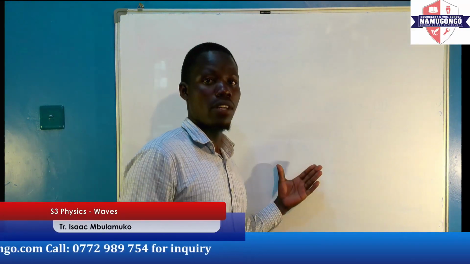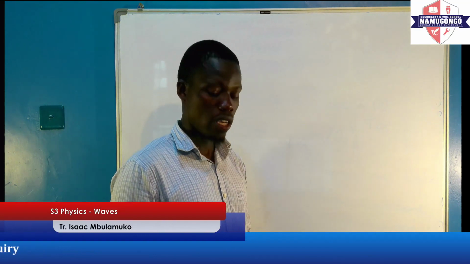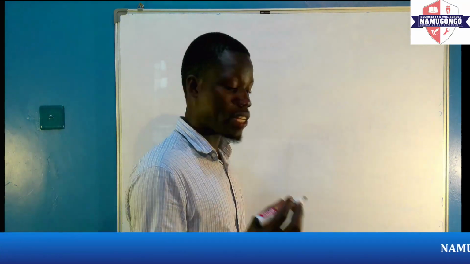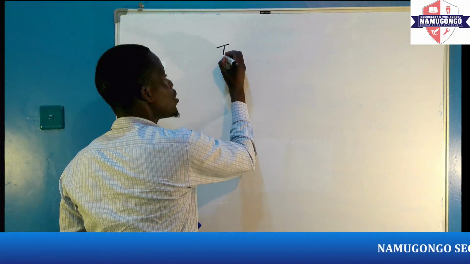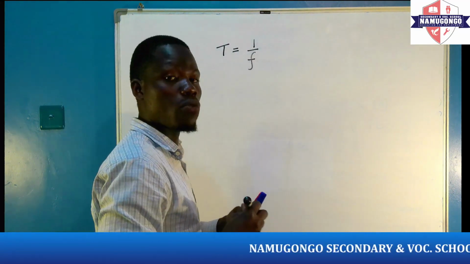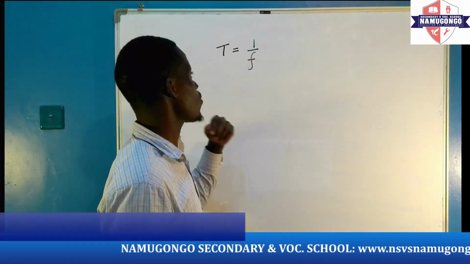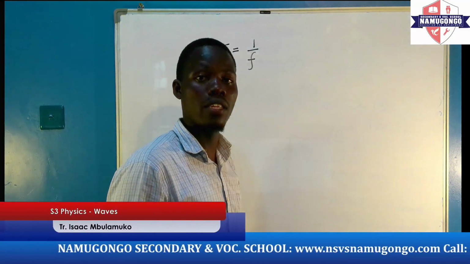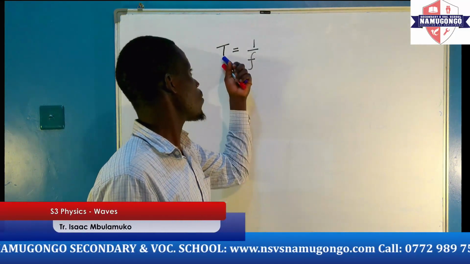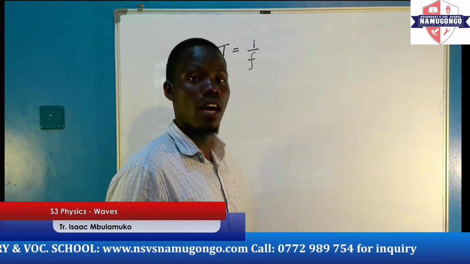We were looking at waves, and in our previous session, we ended with the relationship between period and frequency. So we concluded that period is the same as 1 divided by the frequency. That is what we concluded with. We looked at the SI unit of period, and we also looked at the SI unit of frequency. Period can be measured in seconds, and frequency is measured in hertz.